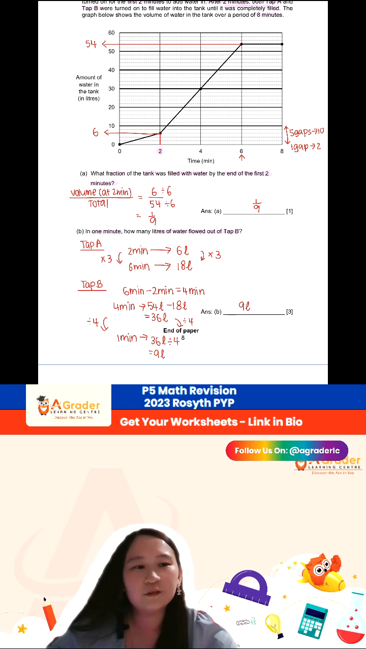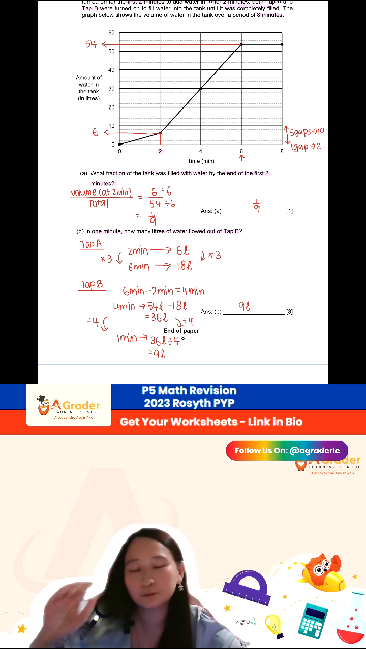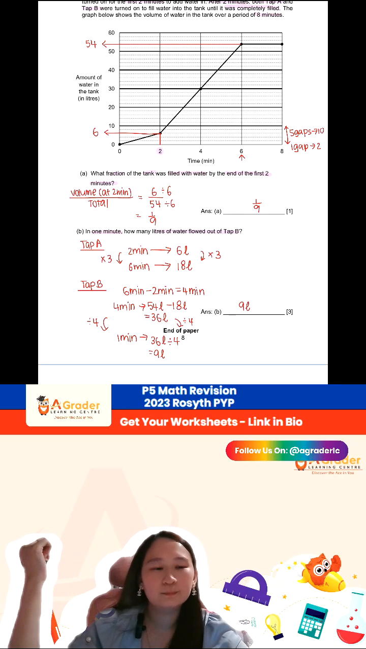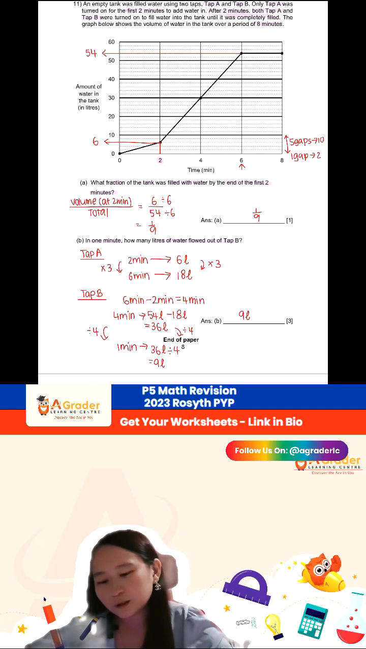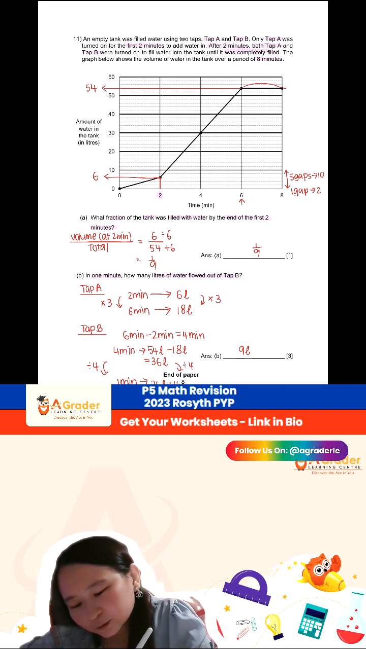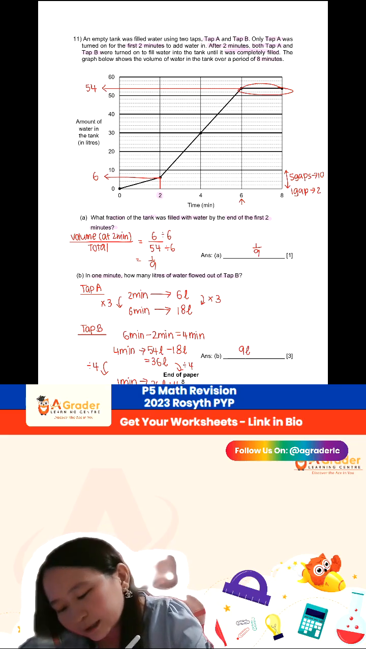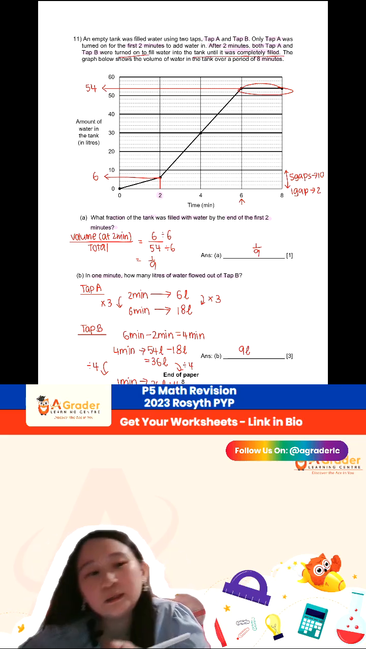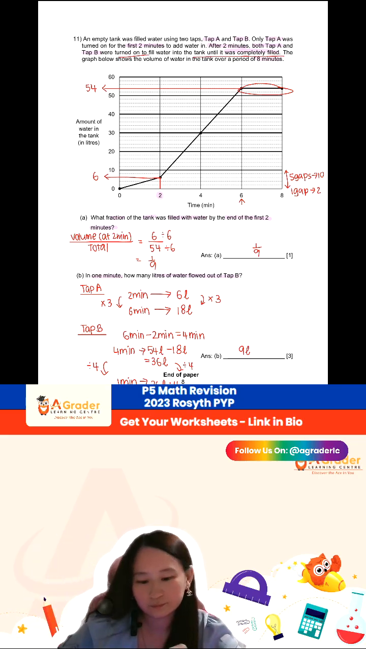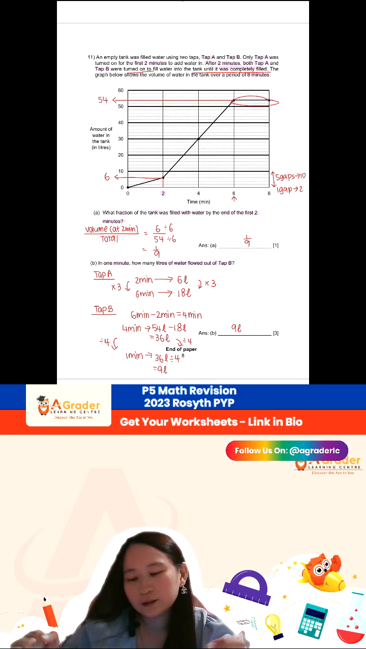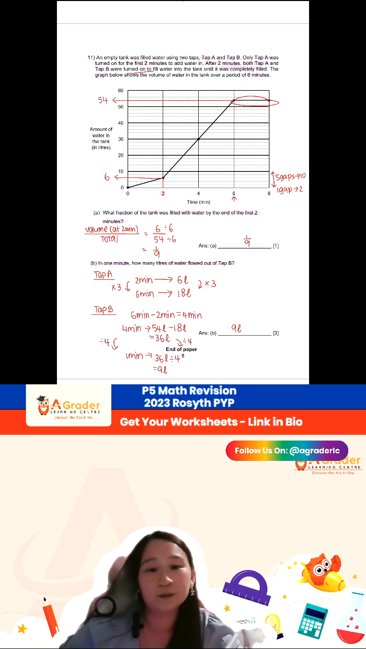No, you have to leave the fraction in the simplest form. Even if the question didn't tell you, fractions always have to be left in the simplest form. Because there's no increase in the water level, and they tell you that the taps are turned on until it was completely filled. So the maximum capacity of the tank is only 54 liters.